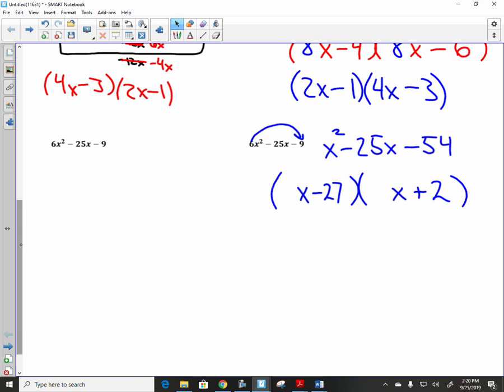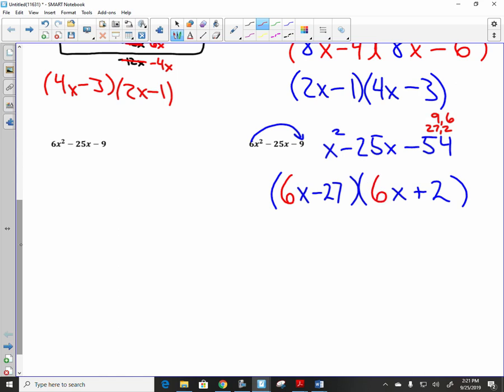For those of you who are setting up the AC method here, hopefully you start with x squared minus 25x minus 54. What's tough to see is your factors here. A lot of people come up with 9 and 6. 27 and 2 work as well. And so we want to go minus 27 and plus 2, because that's going to make negative 25. So it's tough to come up with that 25. What number do I put back in?